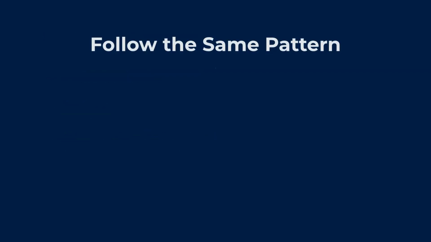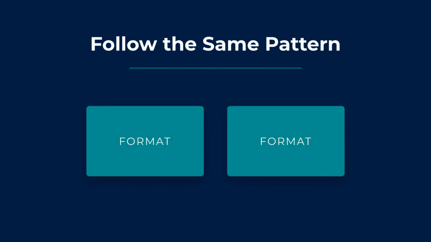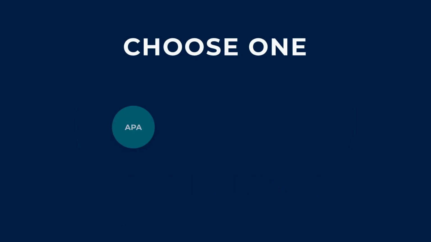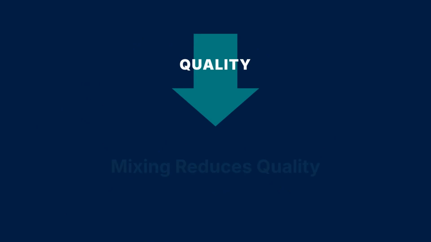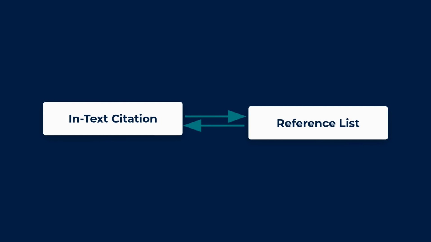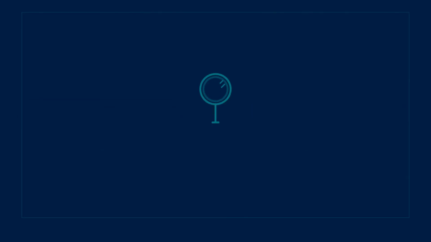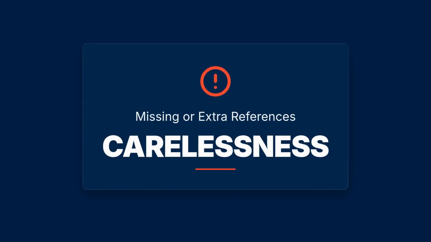For example, if you write one reference with the year after the author, all references must follow the same pattern. You should not mix different styles. Do not use APA in one place and Harvard or MLA in another. This creates confusion and reduces the quality of your work. You must also ensure that every in-text citation has a matching reference in the reference list, and every reference listed must be cited in the text. Missing or extra references show carelessness.